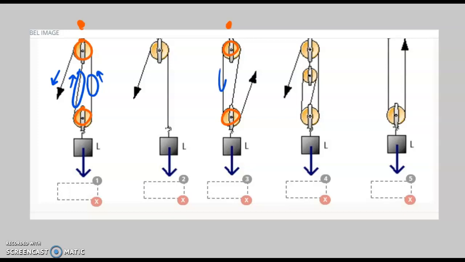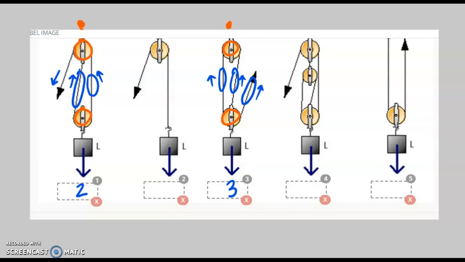Over here, this rope is pulling up, this rope is pulling up, and this rope, since you're pulling it up, is also pulling it up. So this one has three ropes helping lift the object, whereas this one only has these two ropes helping to lift the object. And this one is just changing the direction.